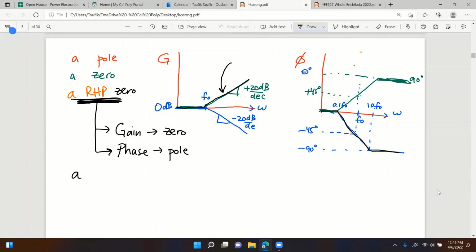Why not care about the right half plane pole? Any reason why we don't care about this? Why care about left half plane pole, left half plane zero, right half plane zero? Why not right half plane pole? That's unstable. Yes, exactly. So that's out of the question, because we know as soon as we have just one right half plane pole, then the system will be unstable, right?